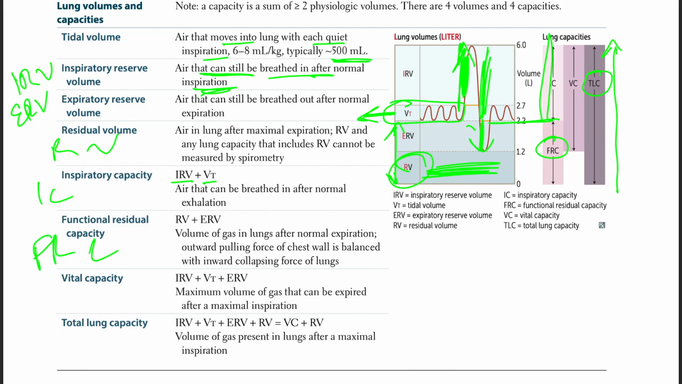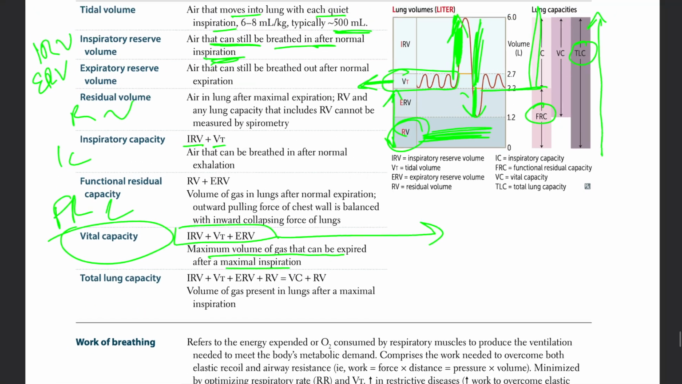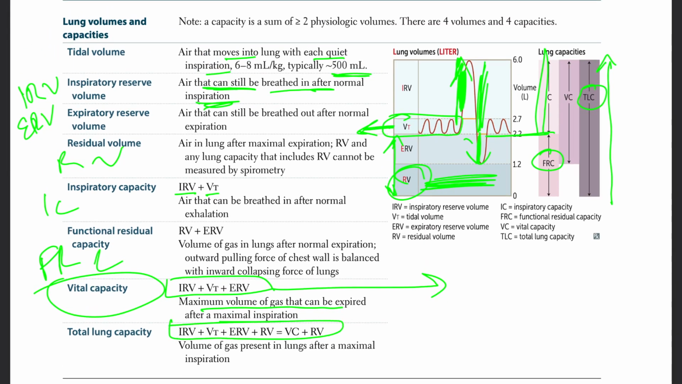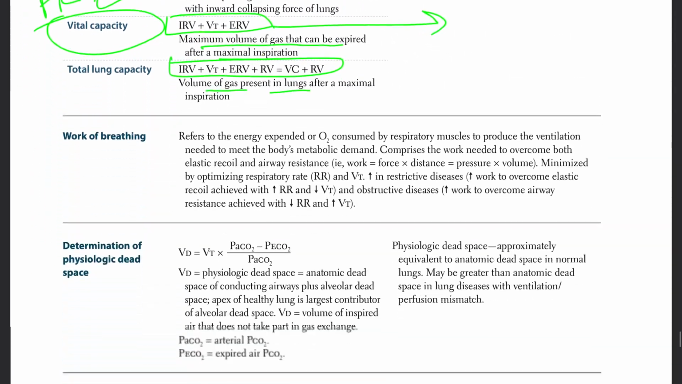Vital capacity is your VC, meaning whatever you can breathe in and breathe out, just that much air. Whatever you can breathe in maximally and breathe out maximally, that is your vital capacity. That's your lungs' capacity, right? The maximum volume of gas that can be expired after a maximal inspiration. The last one is total lung capacity, and we did talk about it. It's all of these joined together, TLC, the volume of gas present in the lungs after maximal inspiration. Okay, so that's pretty much it for that.